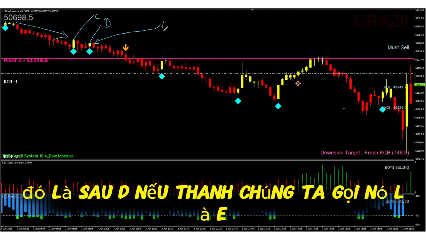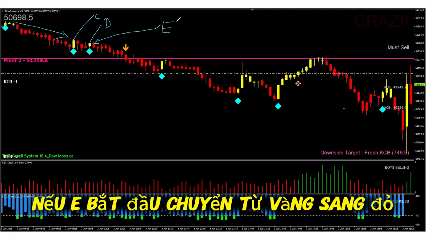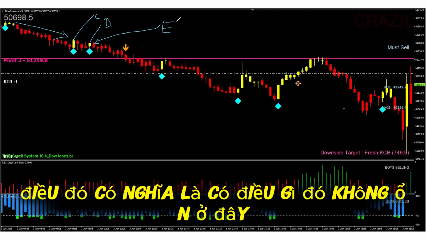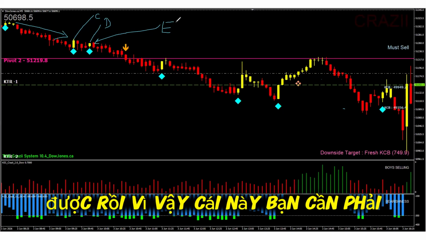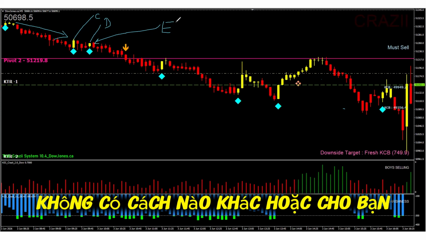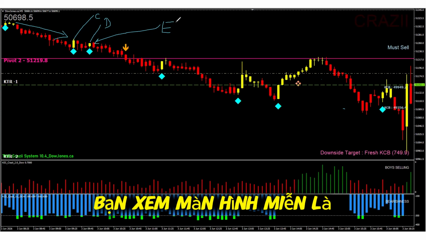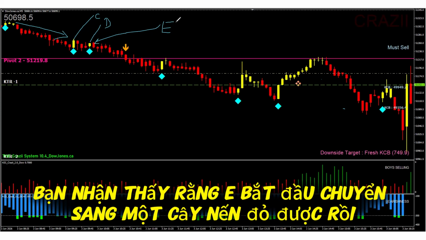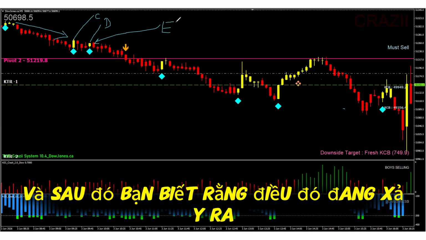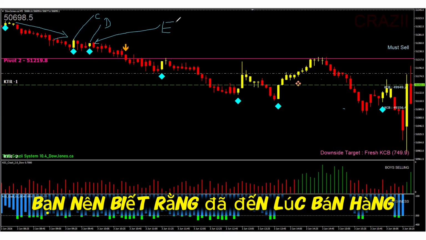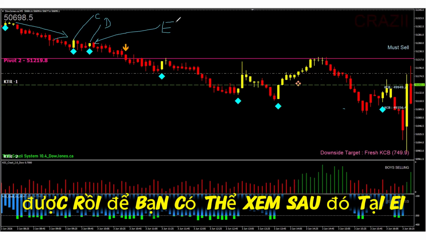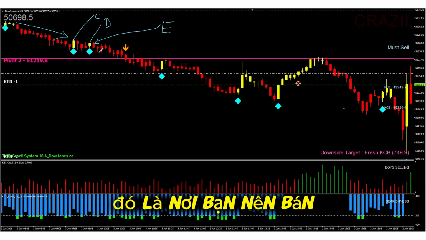If the bar, we call it E, starts to turn from yellow to red, that means there's something wrong here. So you must be watching the screen. There's no other way. You watch the screen as long as you notice that E starts to turn to a red candle. Then you know that it's time to go for the sell instead. After that, at E1, that is where you should be selling.